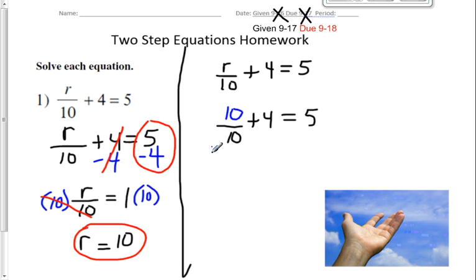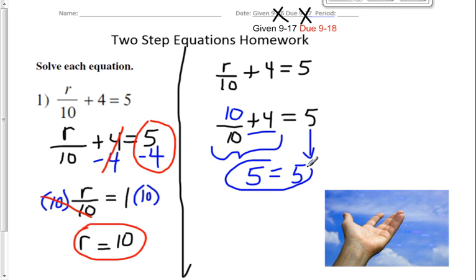Well, by doing that, guys, 10 divided by 10 is 1. 1 plus the 4. I can't forget plus the 4. My bad there. So 1 plus 4 is 5. That expression is equivalent to the other expression, the second expression of being 5. So 5 is equal to 5. So my answer was correct. r is equal to 10. Now let's flip it over to the back and look at number 5.